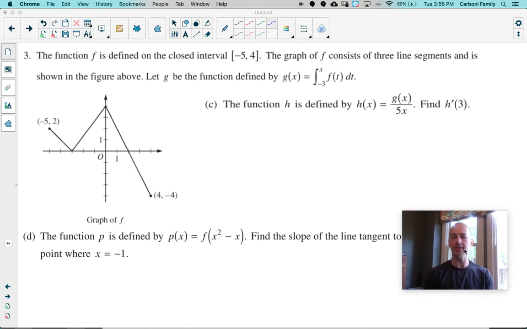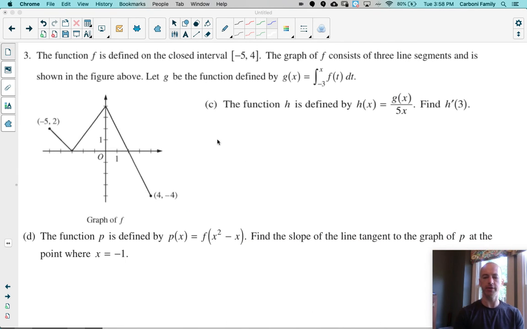So on to part C. Where do I put this? Where do I put my head? I'll put it down here.